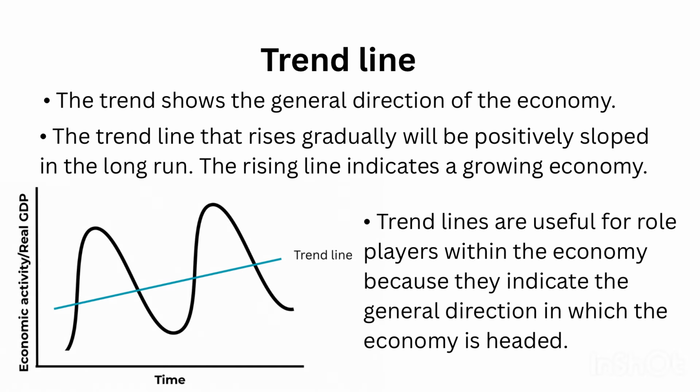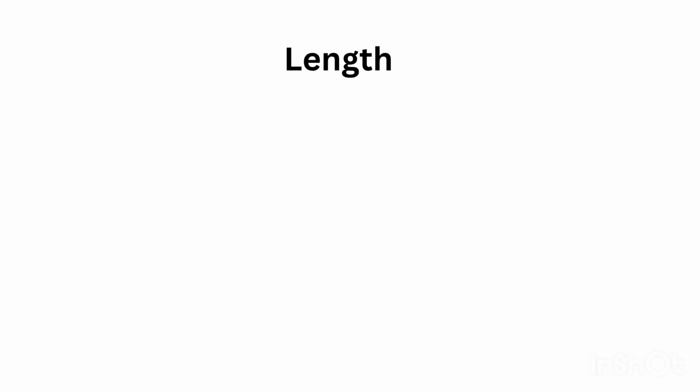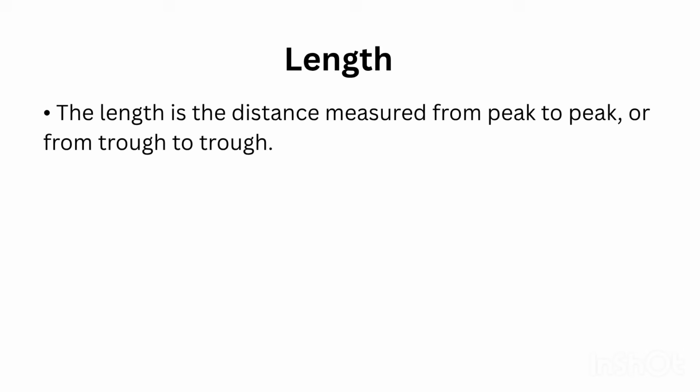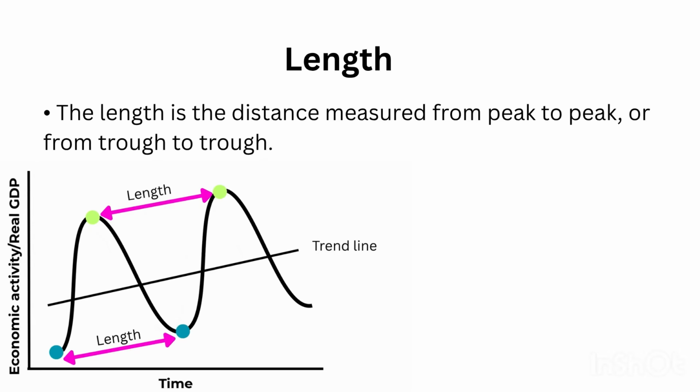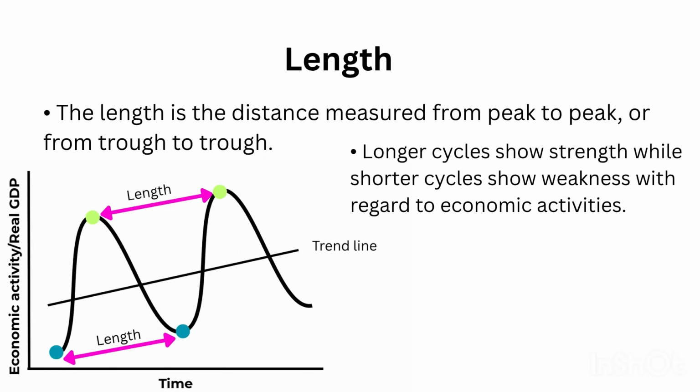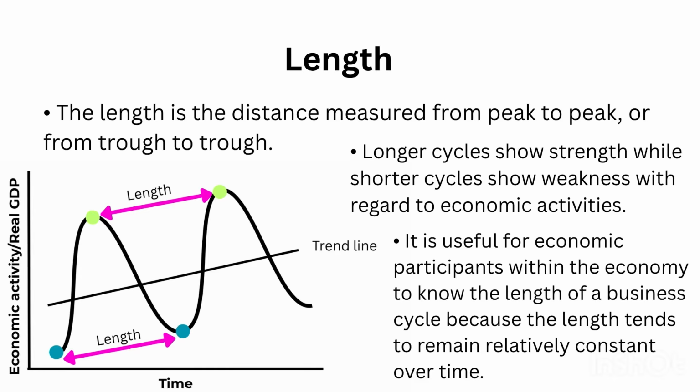Trend lines are useful for role players within the economy because they indicate the general direction in which the economy is headed. Secondly, it's the length. The length is the distance measured from peak to peak or from trough to trough. Longer cycles show strength while the shorter cycles show weakness with regard to economic activities. It is useful for economic participants within the economy to know the length of a business cycle because the length tends to remain relatively constant over time.